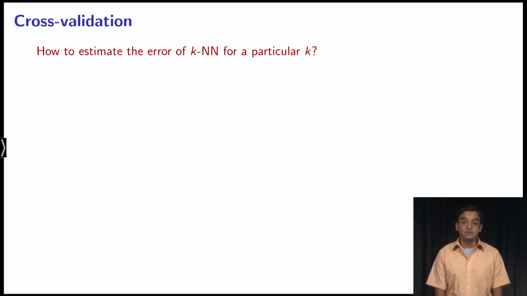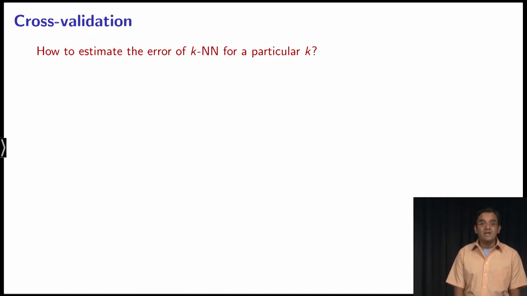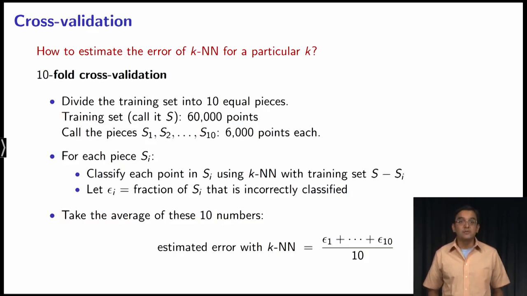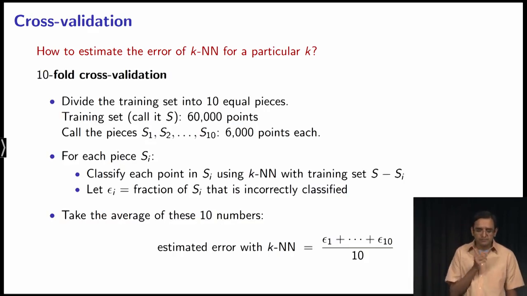Many of the methods we study will have parameters, like k, that need to be set correctly. If we set them well, the method works well. If we set them poorly, the method works poorly. And we have to somehow set them using the training set alone. A standard way of doing this is something called cross-validation. Let me show you how this works for k nearest neighbor.